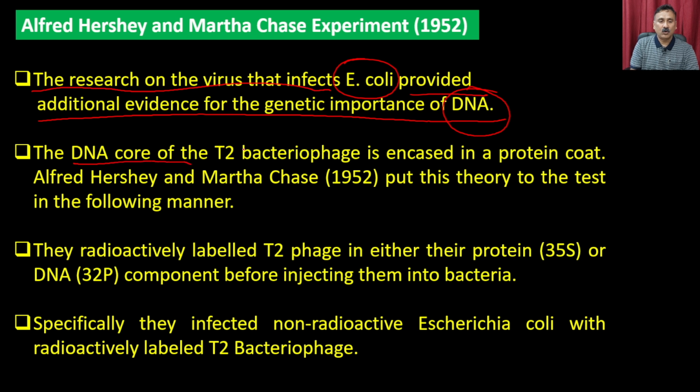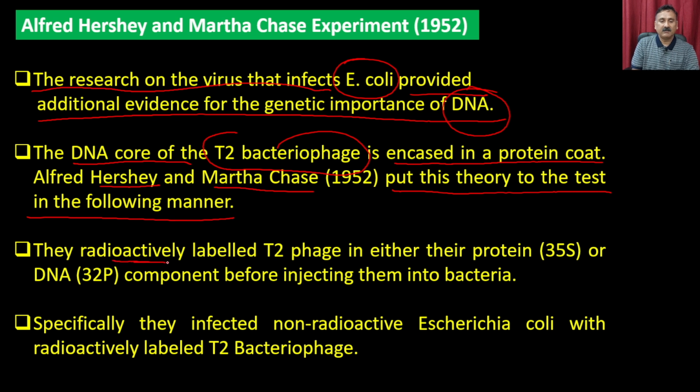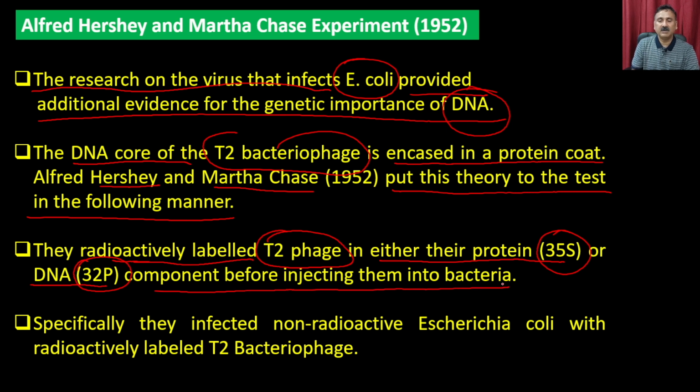The DNA core of the T2 bacteriophage is encased in a protein coat. Alfred Hershey and Martha Chase put this theory to the test in the following manner. They radioactively labeled the T2 phage either in the protein, with 35S, or in the DNA, with the help of 32P, before injecting them into the bacteria. This means they had bacteriophages where either the protein or the DNA was labeled by radioactivity.